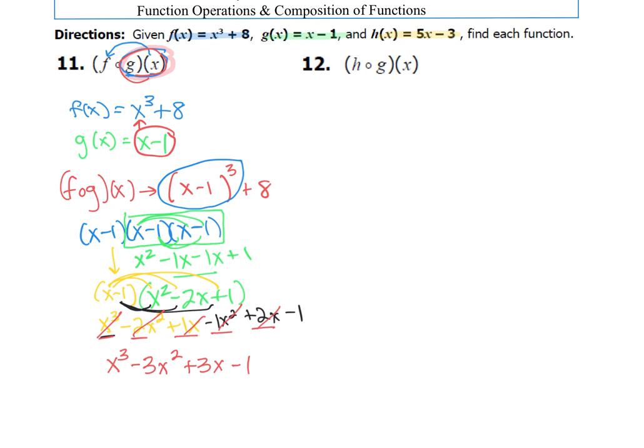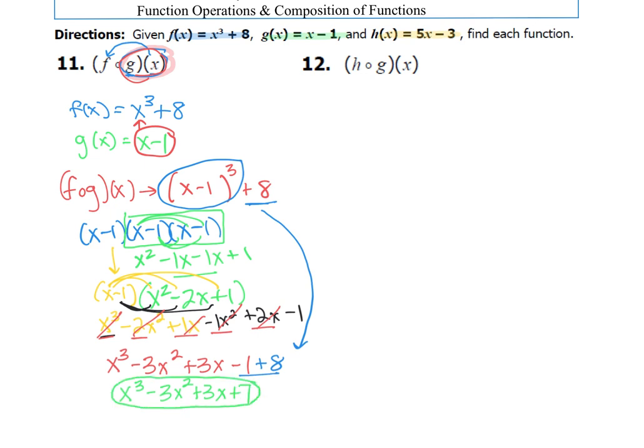So notice right now we have done the x minus 1 cubed, and what was after that was a plus 8. So let's bring that down to the end of this equation, plus 8. Now that plus 8 is also a constant, just like negative 1, so we can combine those 2 as like terms, and that will be our last step. F of g of x is x cubed minus 3x squared plus 3x, and negative 1 plus 8 is positive 7.